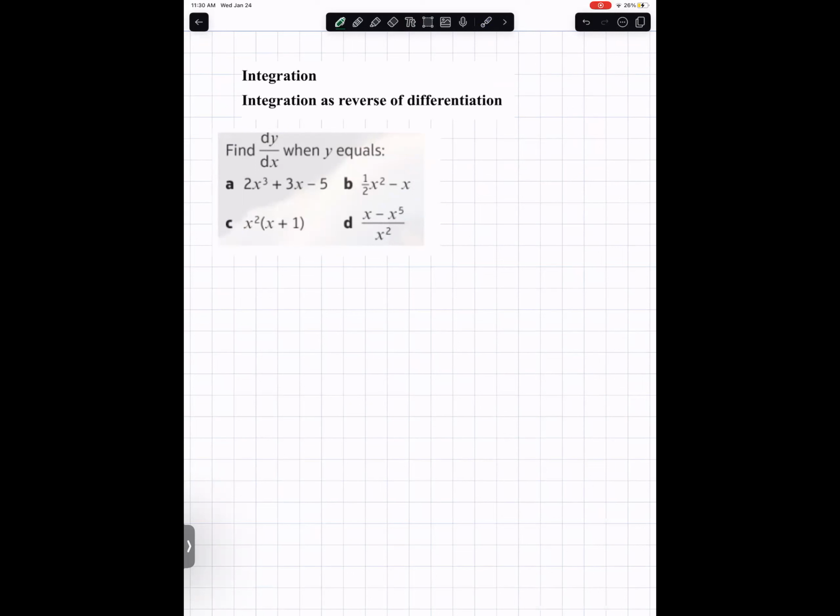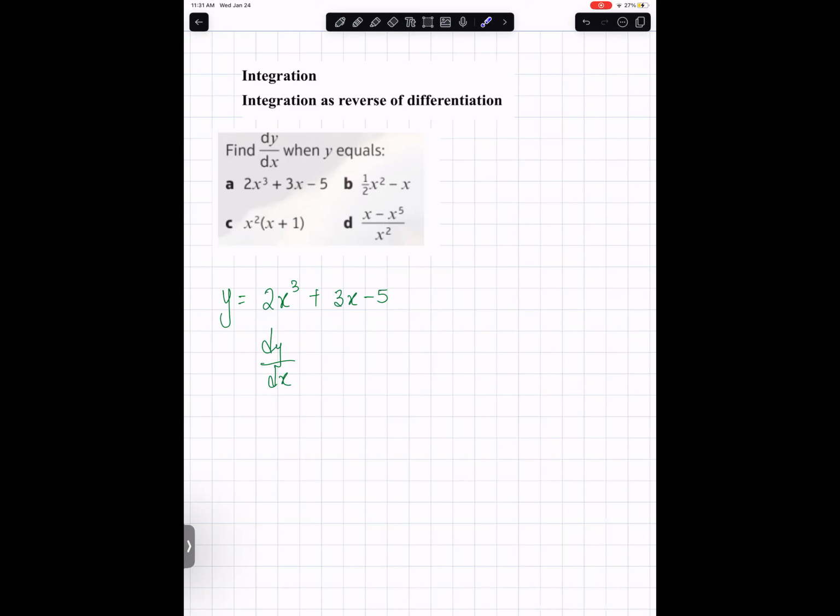For A, we have 2x cubed plus 3x minus 5, and we have to look for dy/dx. That's the change in y with respect to x. In differentiation, it is a very easy thing, the easiest I can say. You take the power, which is this, and multiply by any number in front of your x. With that same power, you also take 1 out of it.